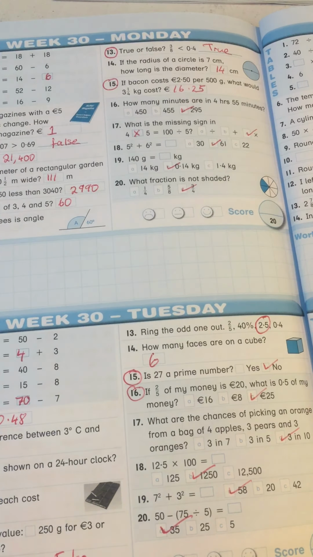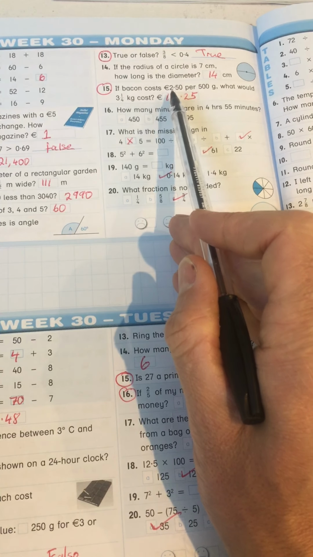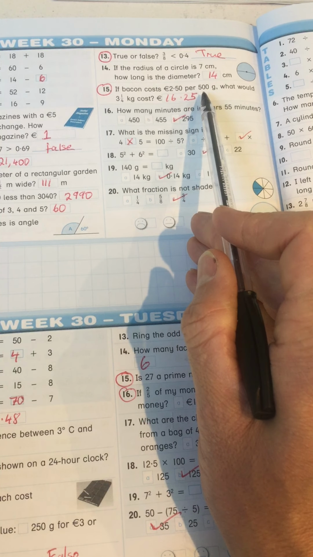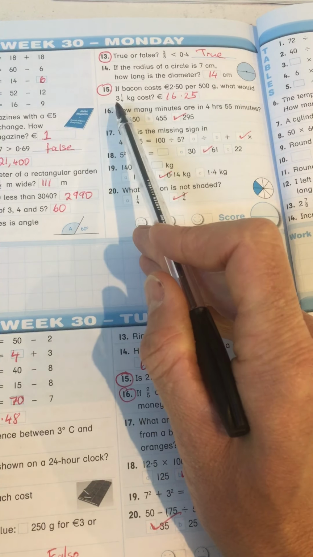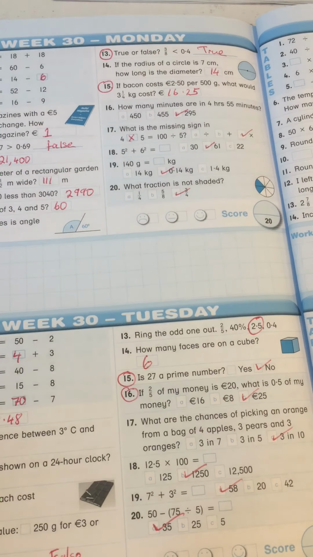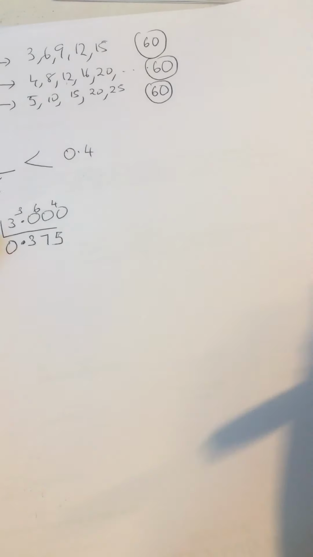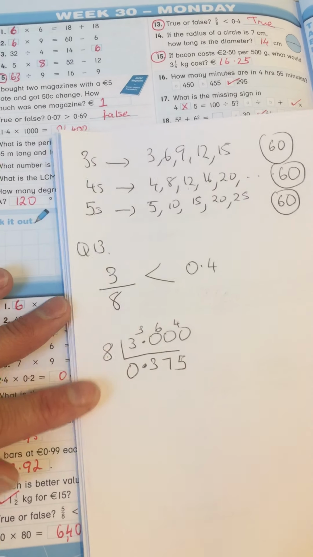Number 15. If bacon cost €2.50 for 500 grams, what would 3¼ kilograms cost? So I'll record that. Here we go.